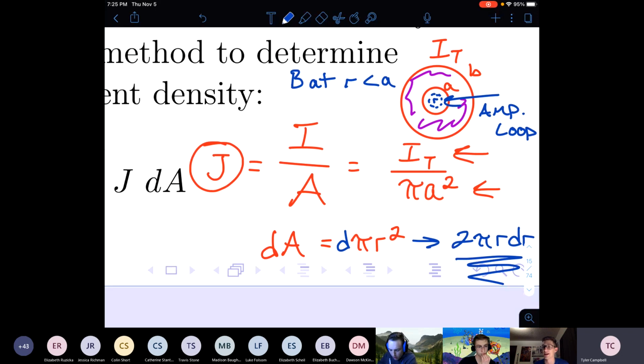But remember, we can't just plug it in. We have to integrate from the center of my circle, or the center of my wire, to wherever I'm drawing my Amperian loop. So R as a constant is the radius of the Amperian loop, but in this case it's variable. It's r dr. Does that answer your question, Rhett?